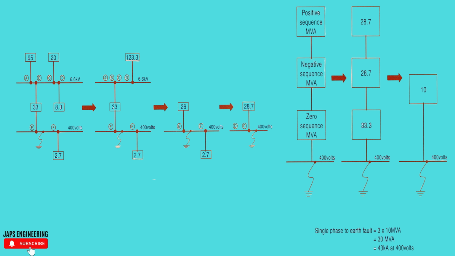In this final slide, you will see how we calculate the fault at each bus and then step by step reduce it to find the final fault MVA at the 400 volt bus. From there, we work out the positive, negative, and zero sequence MVA values to calculate the single phase to earth fault. Using the basic formula, 3 times 10 MVA gives us 30 MVA. Dividing that by root 3 and 0.4 kV gives us about 43 kiloamps. So the single phase to earth fault current at the 400 volt bus is around 43 kA.